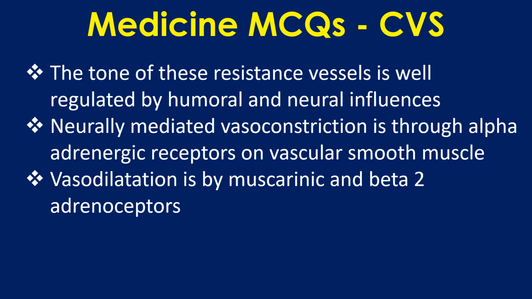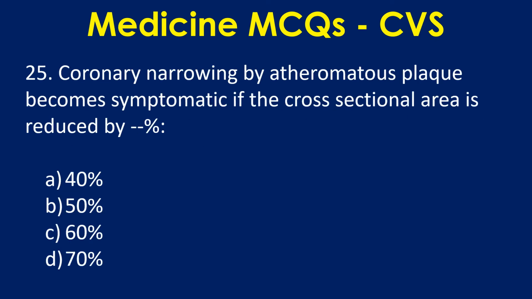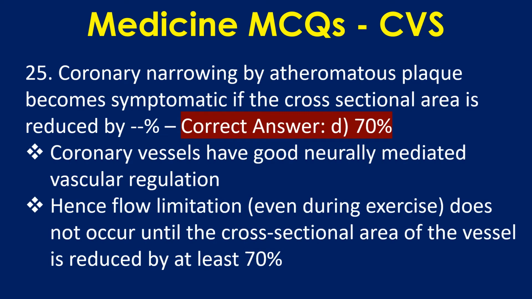Neurally mediated vasoconstriction is through alpha adrenergic receptors on vascular smooth muscle. Vasodilatation is by muscarinic and beta 2 adrenoceptors. Coronary narrowing by atheromatous plaque becomes symptomatic if the cross-sectional area is reduced by dash percent. A 40%, B 50%, C 60%, D 70%. Correct answer D 70%.